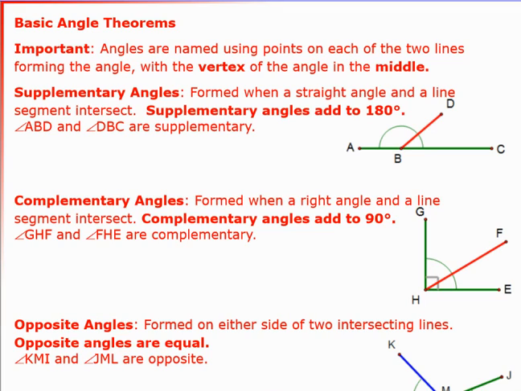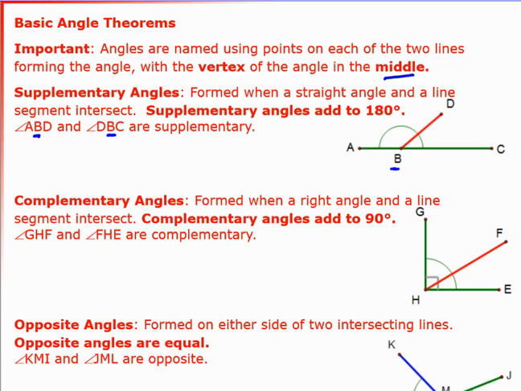Okay, so angles are named using points on each of the two lines forming an angle, with the vertex of the angle in the middle. So in other words, if this is a vertex for these two angles, there's an angle here and an angle here. We have an obtuse angle, we have an acute angle. Both share B as their vertex. So if B is the vertex, it has to be in the middle of the name of the angle. So the way we name an angle is angle ABC, angle DBC.